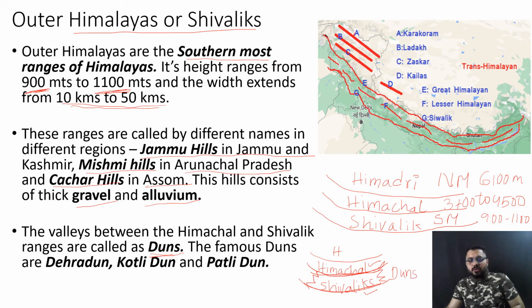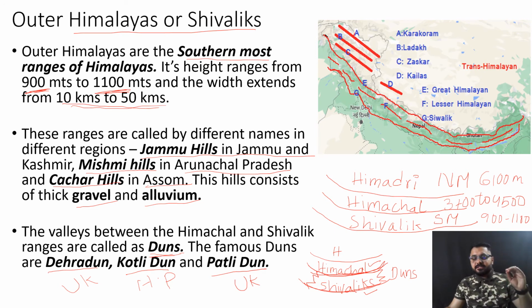To mention a few of the famous dunes here, we should remember Dehradun, Kotli Dun, and Patli Dun. Here Dehradun happens to be the capital city of Uttarakhand. Kotli Dun is in Himachal Pradesh, and Patli Dun is again from Uttarakhand. So these are the famous dunes that we find between Himachal and Shivaliks. In short, these dunes are the valleys that are located between the ranges of Himachal Himalayas and Shivaliks, children.